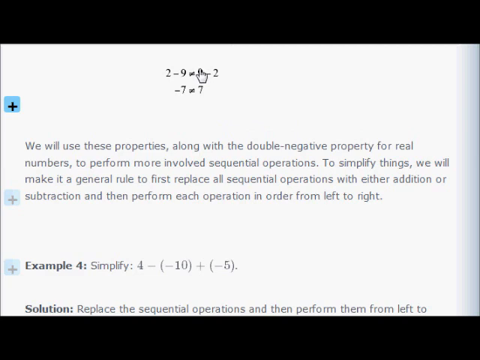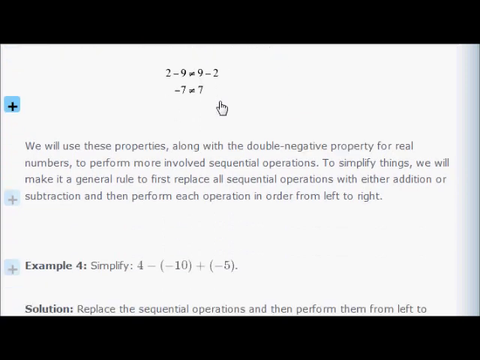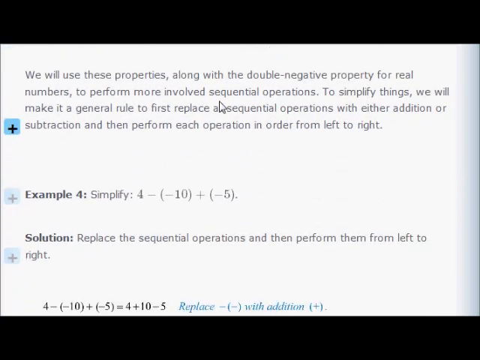I'm subtracting still this positive 2, subtracting positive 9. Here we're taking positive 9, subtracting positive 2. 9 minus 2 is 7. It's not the same as negative 7. So the commutative property does not work for subtraction. It only works for addition.